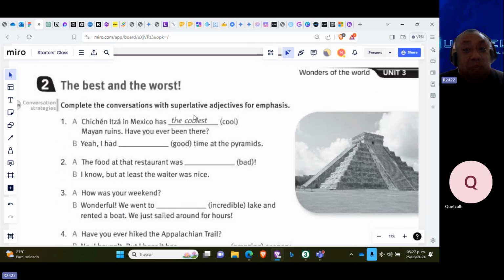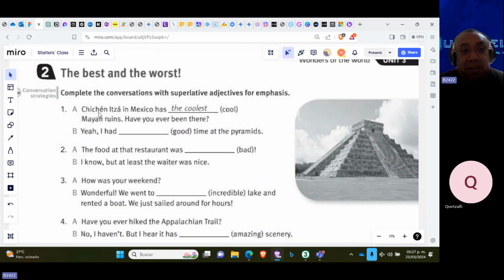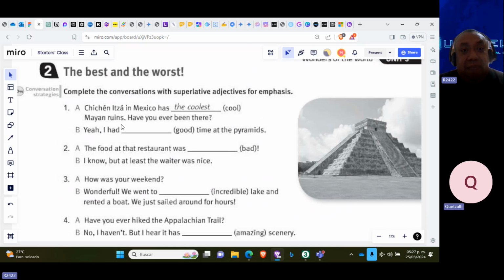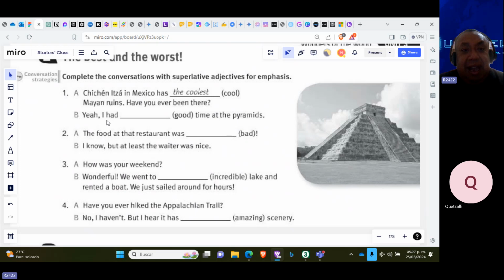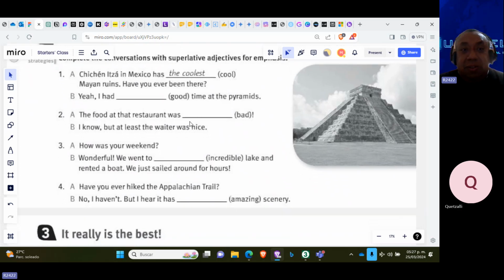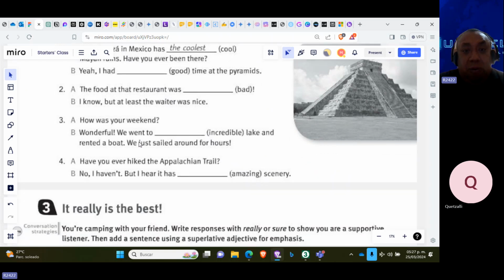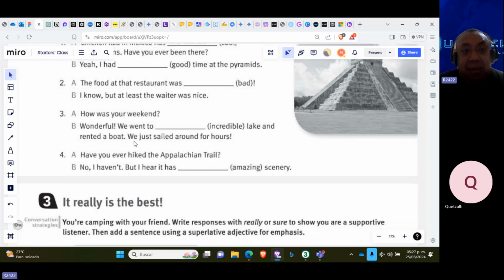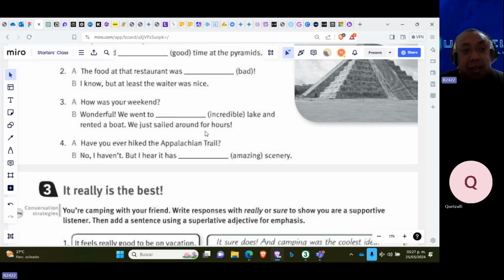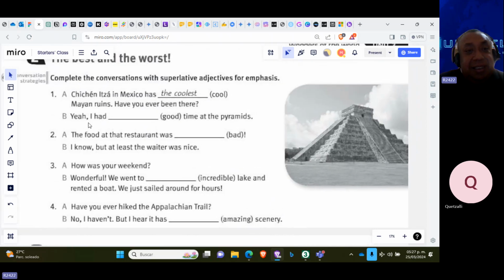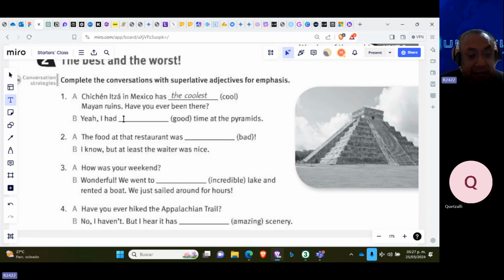Here, Casali, the best and the worst. Okay? So complete the conversations with superlative adjectives for emphasis. For example, Chichen Itza in Mexico has the coolest Mayan ruins. Have you ever been there? Yeah, I had a good time at the pyramids. Number two, the food at the restaurant was bad. I know, but at least the waiter was nice. How was your weekend? Wonderful. We went to an incredible lake and rented a boat. We just sailed around for hours. Have you ever hiked the Appalachian Trail? No, I haven't. But I heard it has amazing scenery. For example, here. Yeah, I had the best time. I had the best time at the pyramids.